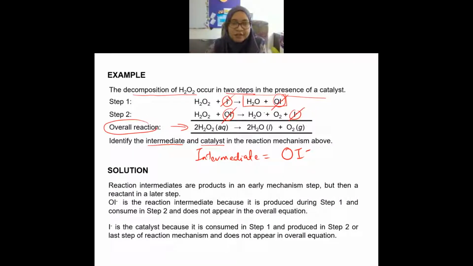So cancellation sama dia punya karakteristik, intermediate dengan catalyst. It's just that how they are present in the first place. Okay, so I minus will be the catalyst. Okay, so these are the descriptions on how to select, ataupun to choose, the intermediate ataupun the catalyst lah. You can go through it later.